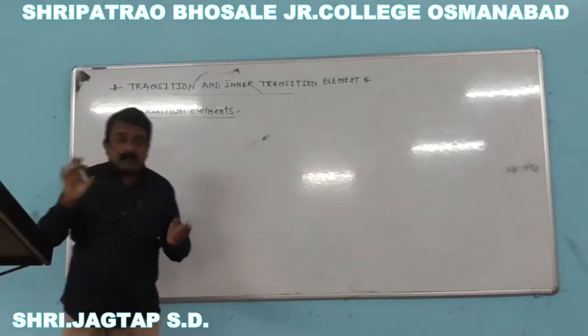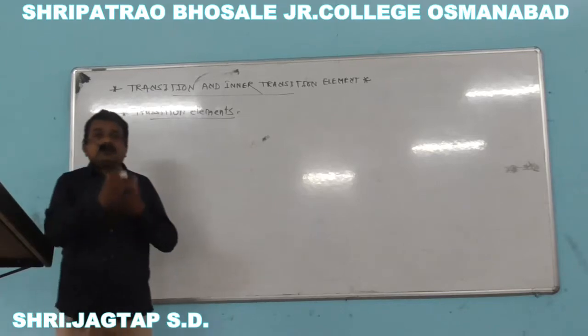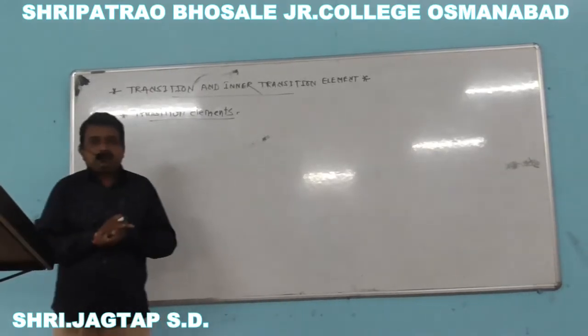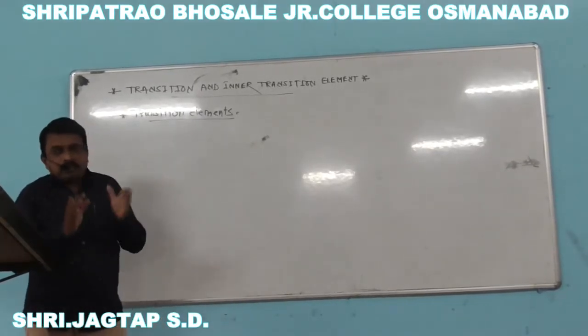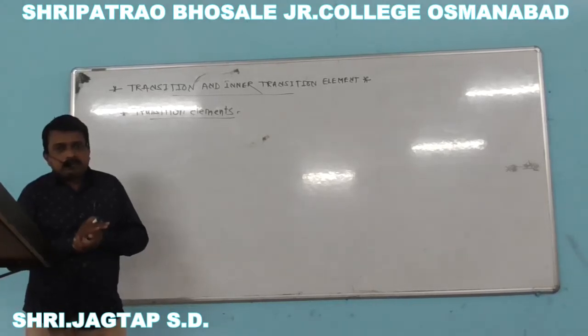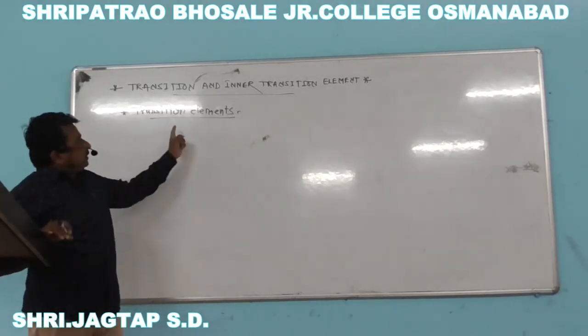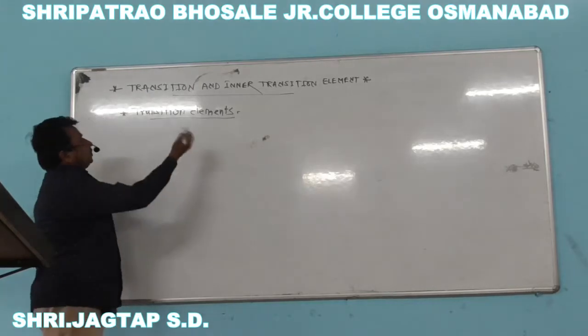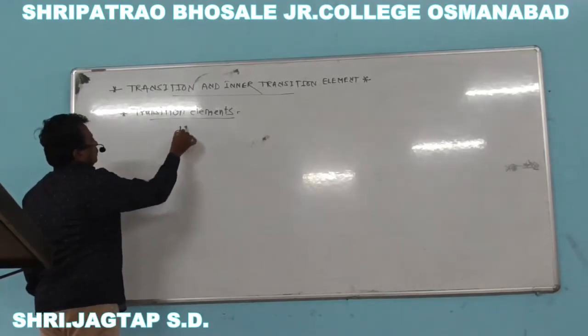A d block element is an element whose last differentiating electron enters into the d orbital. Transition elements belong to d block.